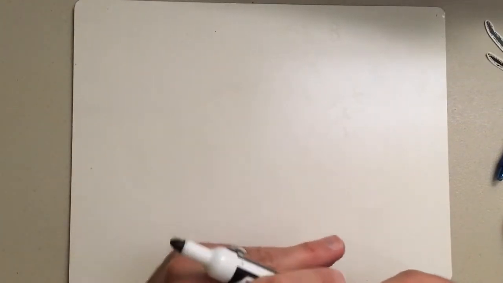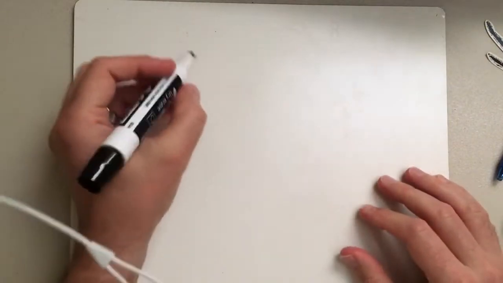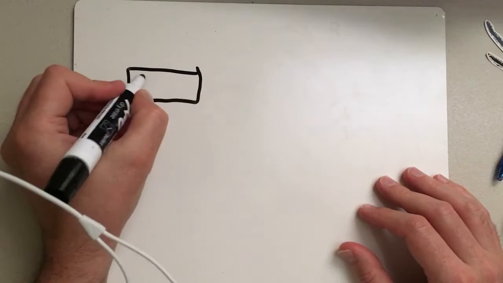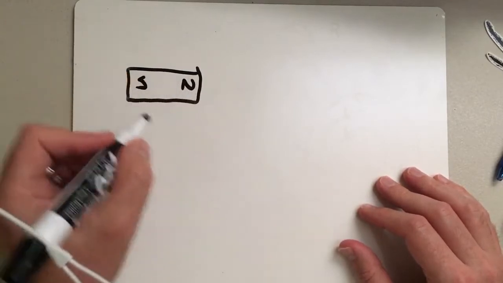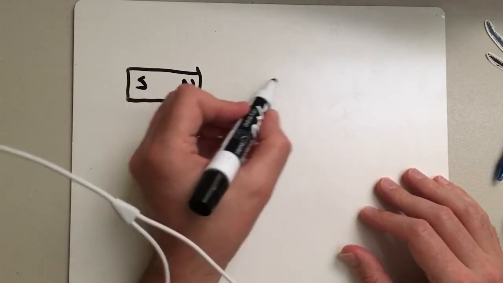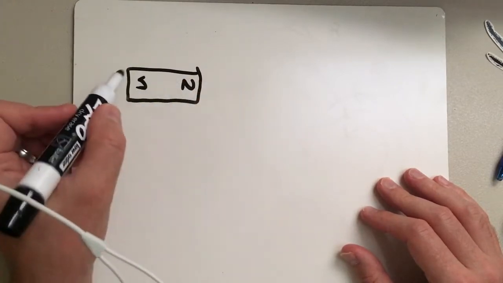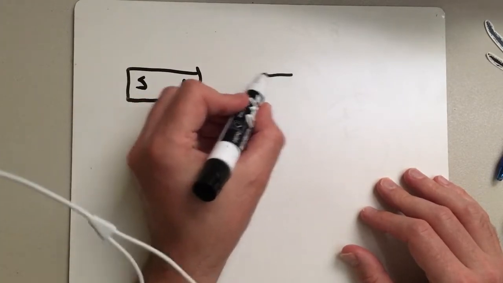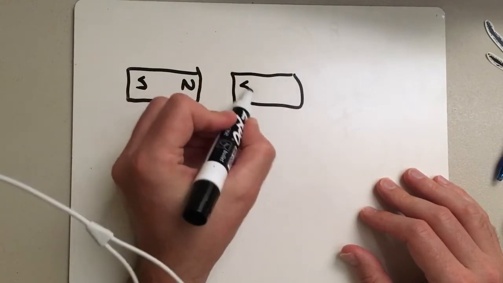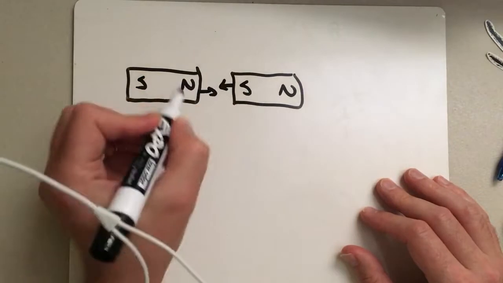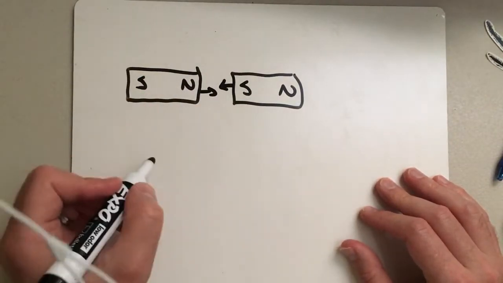Let's talk about the magnetic force. Now, you are probably already familiar with the fact that magnets have a north pole and a south pole. And you probably already know that the north pole of a magnet is attracted to the south pole of another magnet. So if we put two magnets here like this, there's going to be an attraction between them. They're attracted to each other.